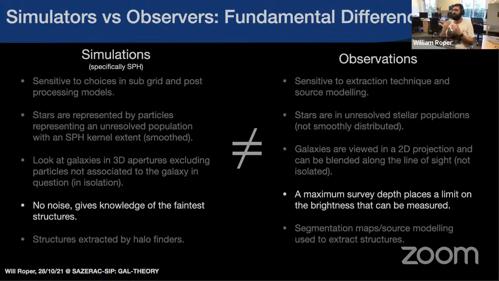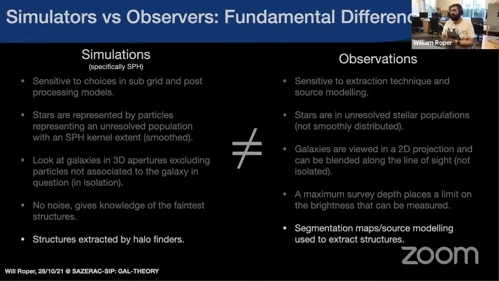And in the observations, you have a maximum survey depth. There is a background which washes out the faintest structure and gives you a limit on what you can actually see. And fundamentally, the extraction techniques are different. For simulations, we use halo finders. For observations, I'm going to focus here on segmentation maps, which are a sort of naive, simple method for extraction of galaxies from images. I know there are more sophisticated ones, but I'm not an observer.